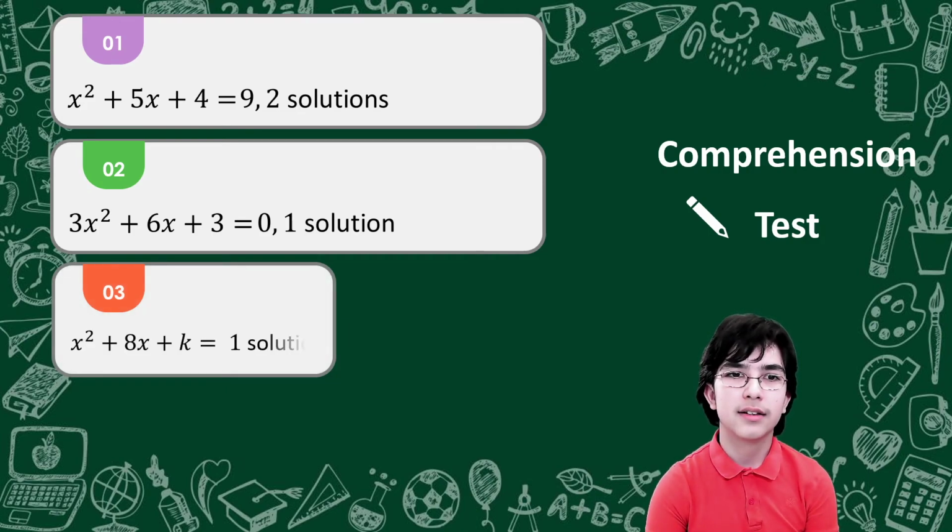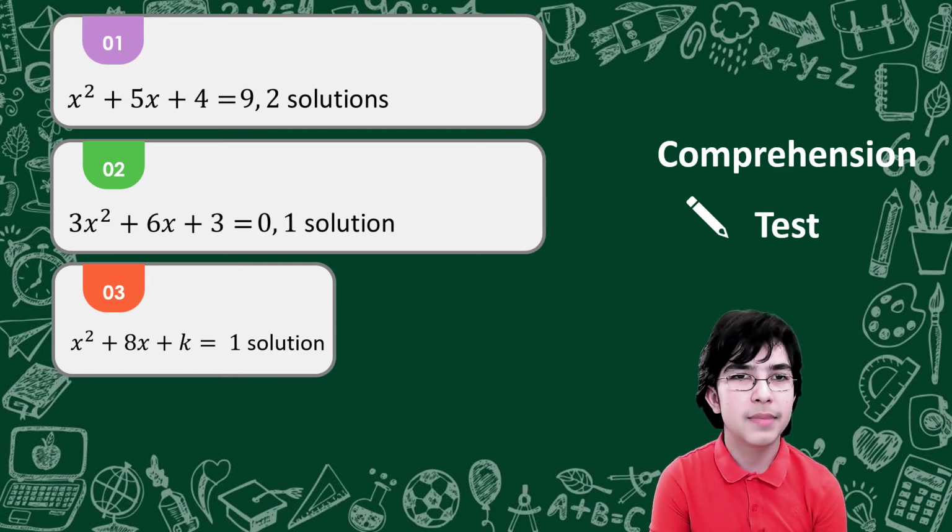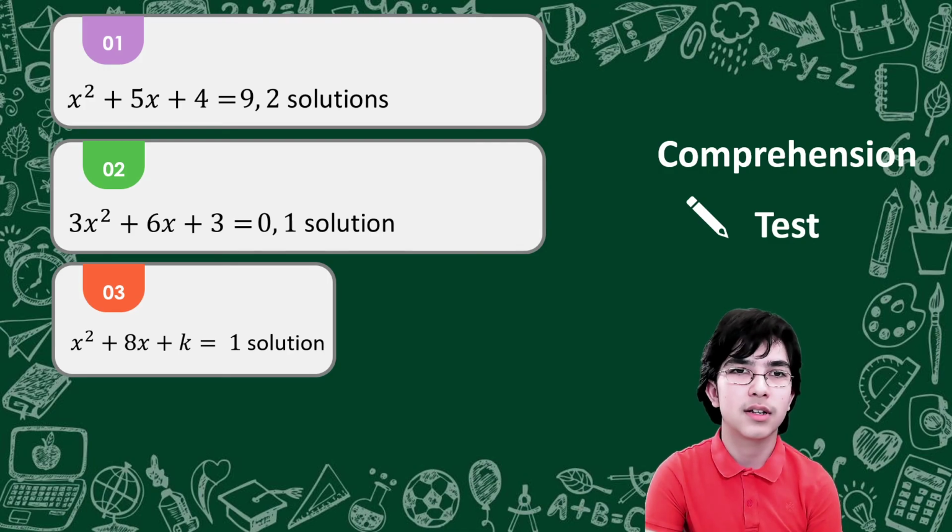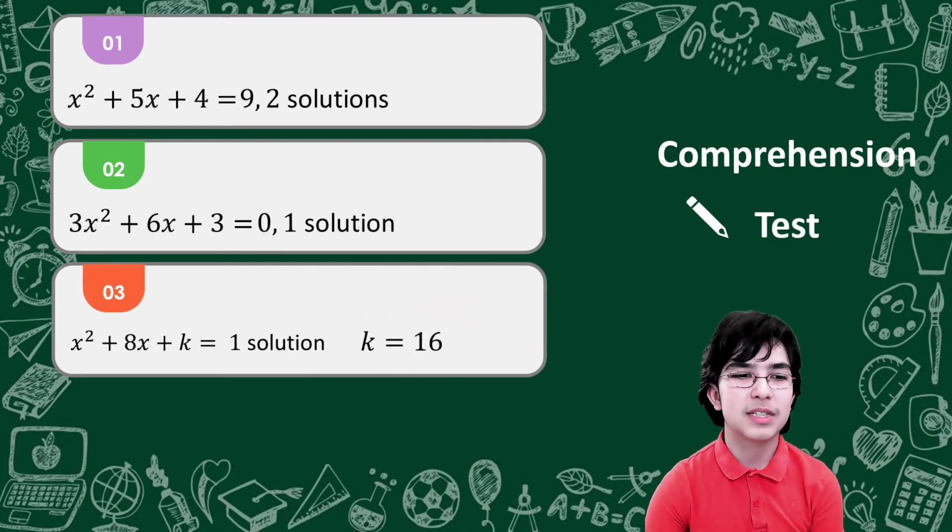And lastly, x squared plus 8x plus k has one solution, so you need to find k. What would k be to make x squared plus 8x plus k make the discriminant equal 0 to have one solution? Well, k would have to be 16, because 8 squared is 64, and 4 times 16 is 64.